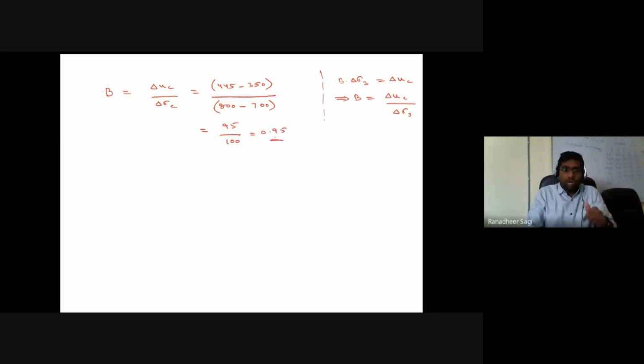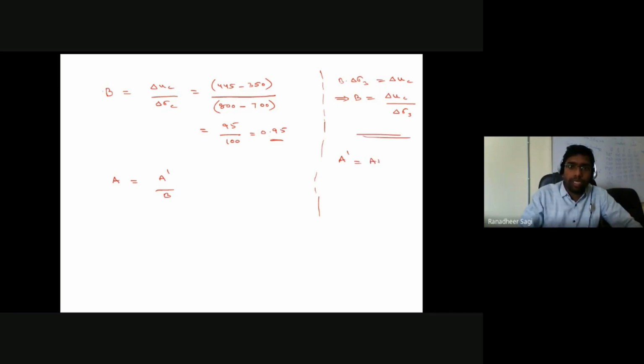So your pore water pressure parameter, Skempton's pore water pressure parameter B, comes out to be 0.95. Now likewise, if I want to calculate Skempton's pore water pressure parameter A, I can just say A is nothing but A dash by B. If you recall from the earlier representation, we said A dash is nothing but A into B. Now, what is this A dash equal to?